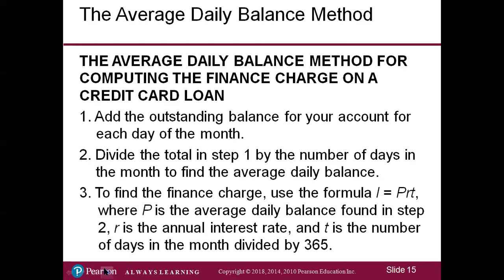Use the I equals PRT formula, where P is the average daily balance found in step 2, R is the annual interest rate, and T is the number of days in the month divided by 365.